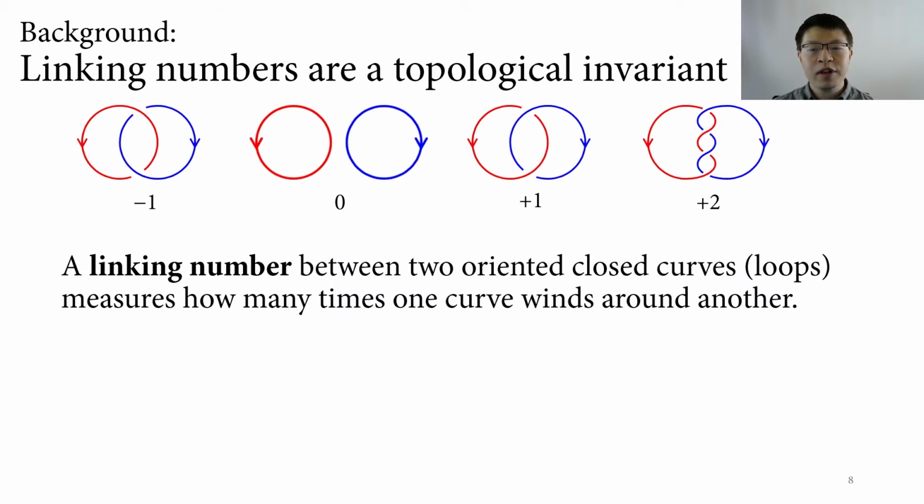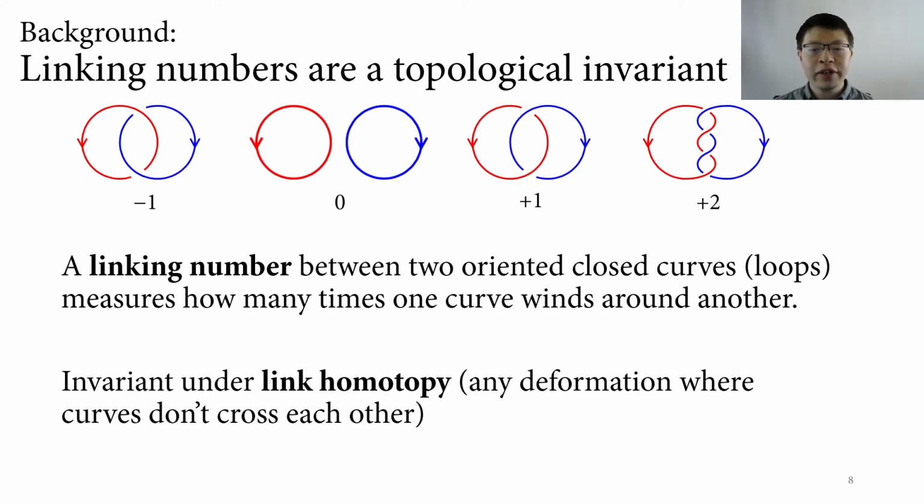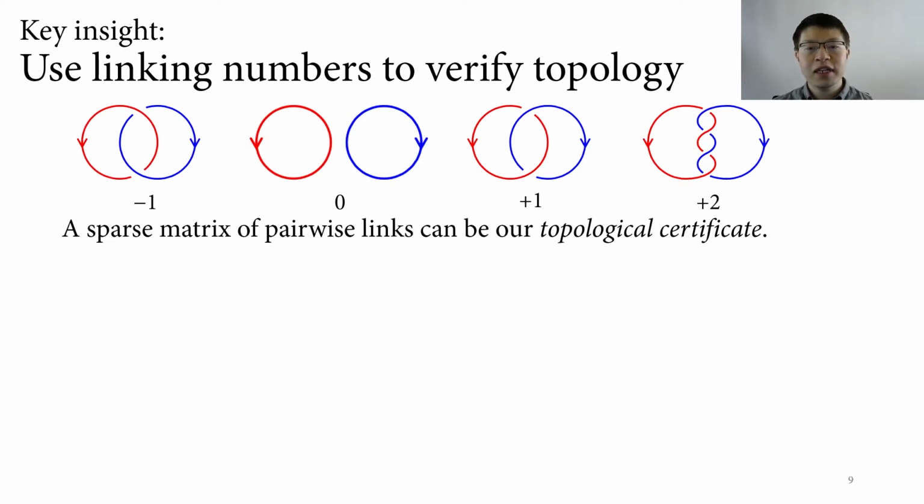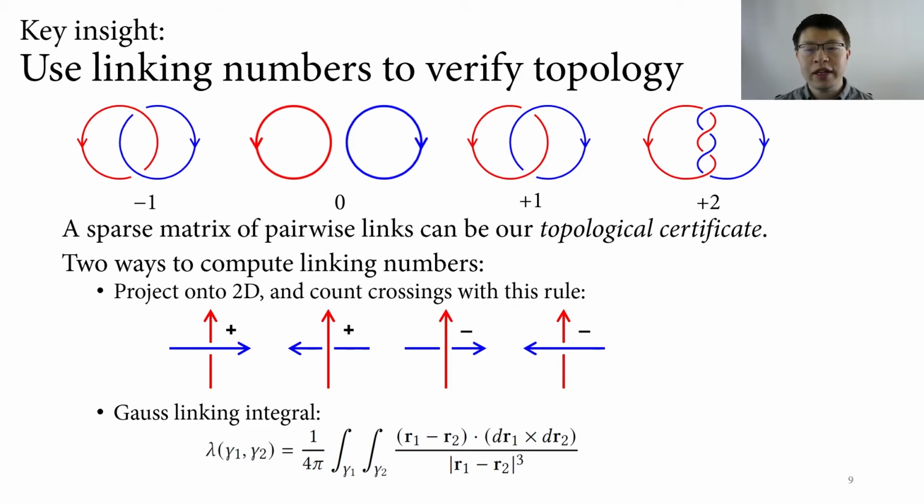A linking number between two oriented closed curves is an integer that measures how many times one curve winds around the other. It is invariant under link homotopy, which is any deformation where the curves don't cross each other. In fact, during a single yarn pull-through, the linking number must change. This means they can be a topological certificate. Our certificate is a sparse matrix of pairwise linking numbers. There are many ways to compute the linking number, and we will evaluate two of them.